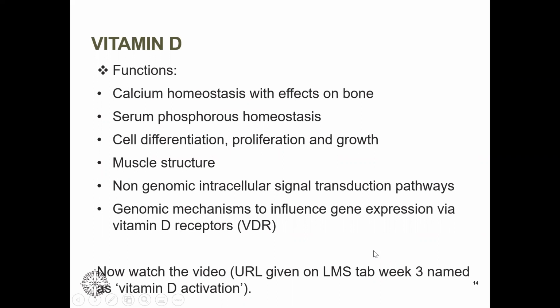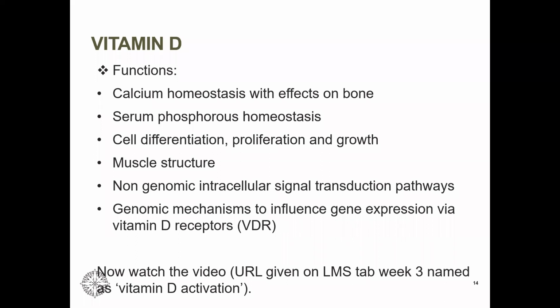Functions, we all know how important it is for bone because it supports calcium absorption. Then it also supports phosphorus homeostasis. So if our body has to absorb phosphorus from food, we need vitamin D.